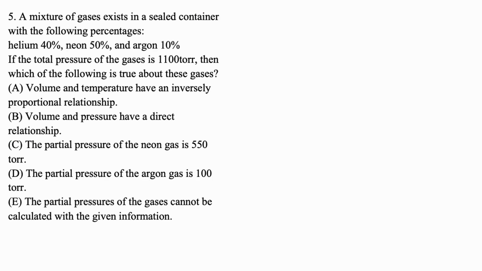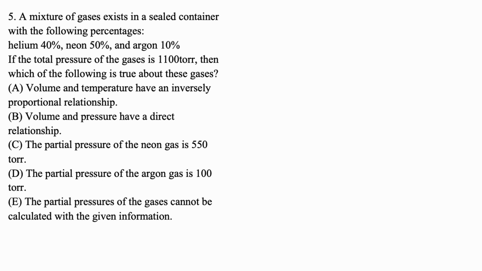Number 5 says a mixture of gases exists in a sealed container with the following percentages. Helium has 40%, neon 50%, and argon 10%. If the total pressure of the gases is 1100 torr, then which of the following is true about these gases?